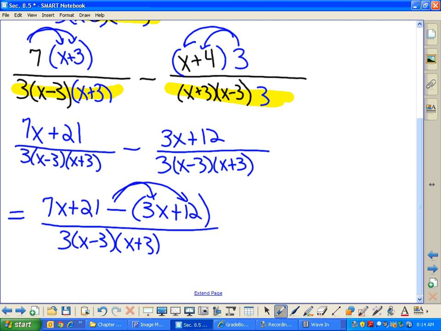Now most of you could just subtract 7x minus 3x and 21 minus 12, and that's fine. But when it's bigger polynomials, this is just a really safe bet to do the problem this way. That's why I'm showing you this little trick. So you can go ahead and distribute that sign in, and then basically it's just an addition problem in disguise. You're just kind of combining your like terms.